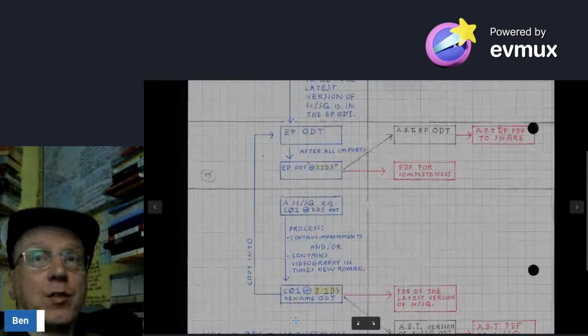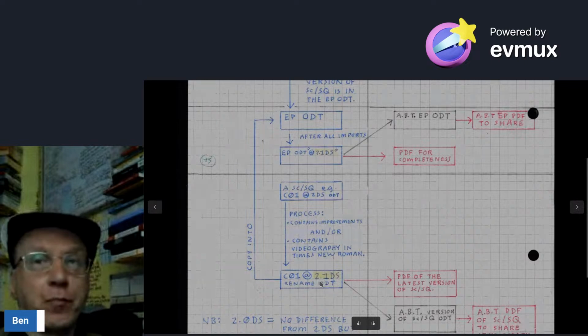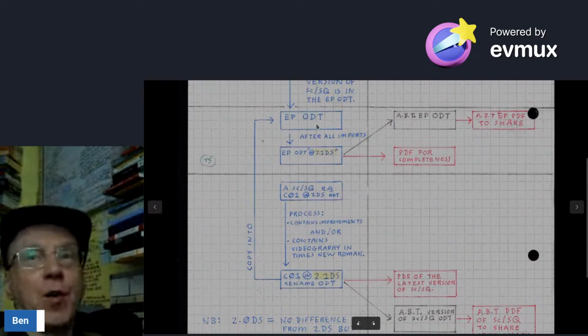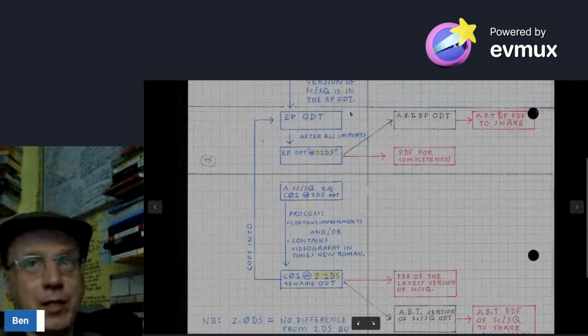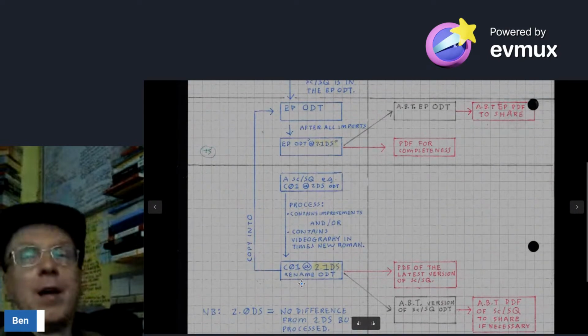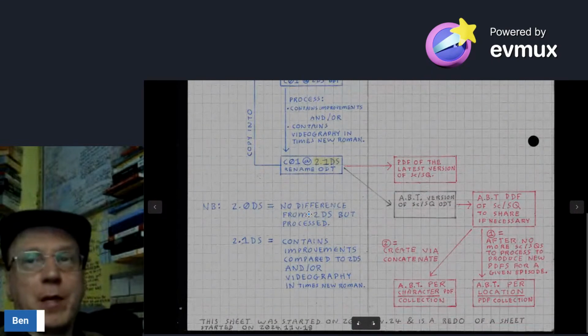So then it would be, that individual scene, rename that to 2.1 draft standard, and then copy that into the ODT for the episode. Right, then what?